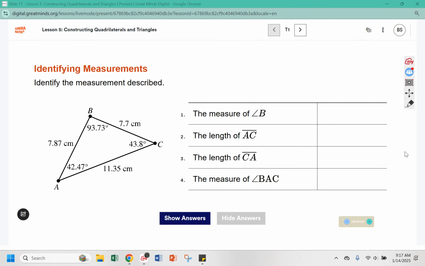Identify the measurement described. So here we're looking for the measure of angle BAC. So we start at B, we head towards A, and then to C. So that's this angle here, which is 42.47 degrees.